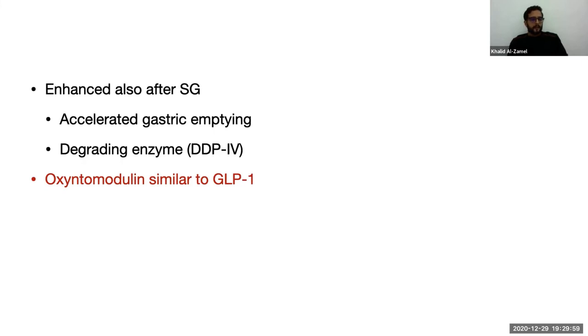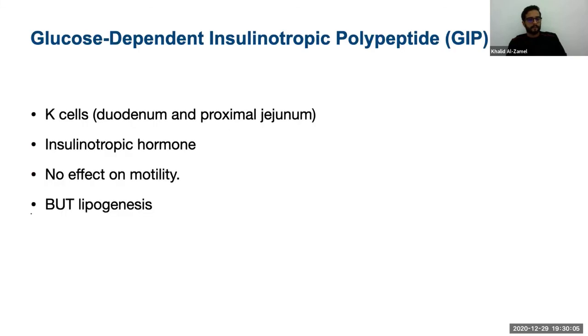The next GI hormone is the oxyntomodulin, which is similar to GLP and also produced by the L cell. The glucose-dependent insulinotropic polypeptide, GIP, is produced from the K cells in the duodenum and proximal jejunum. It is an insulinotropic hormone, although not as potent as GLP, and it has no effect on motility, but a good effect on lipogenesis.